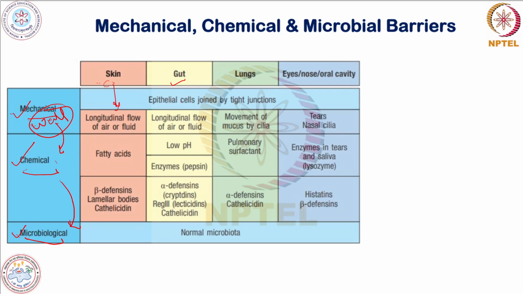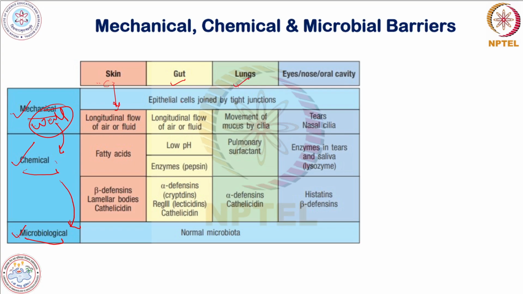And the next one is gut. What does the gut do? This moves fluid and food in one direction to flush out the harmful microbes. If any pathogen is trying to enter through the gut, then it will move the fluid and food in one direction so that the pathogens are flushed outside and they don't enter our body.